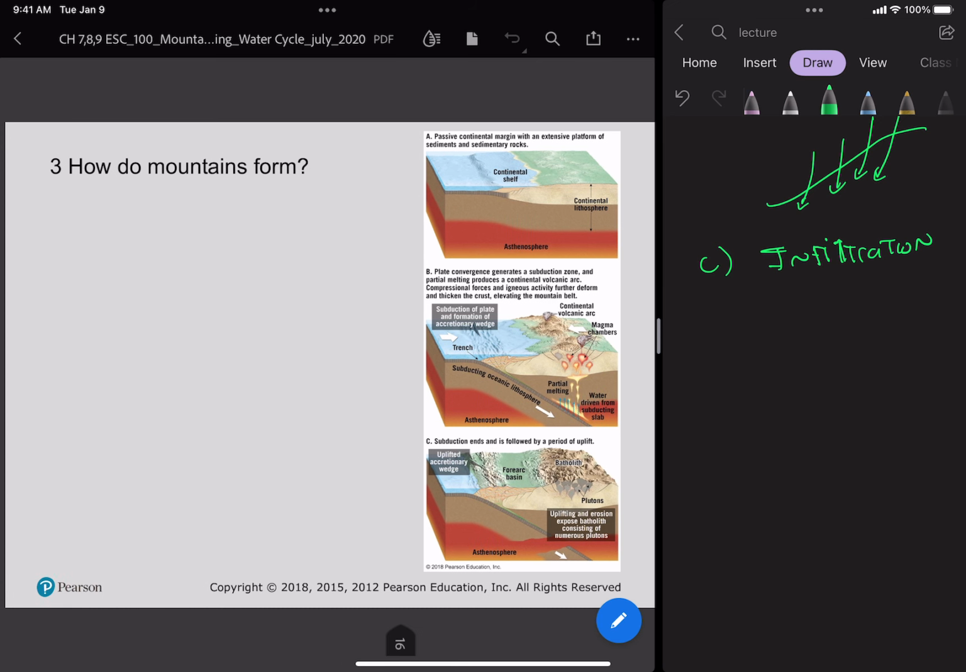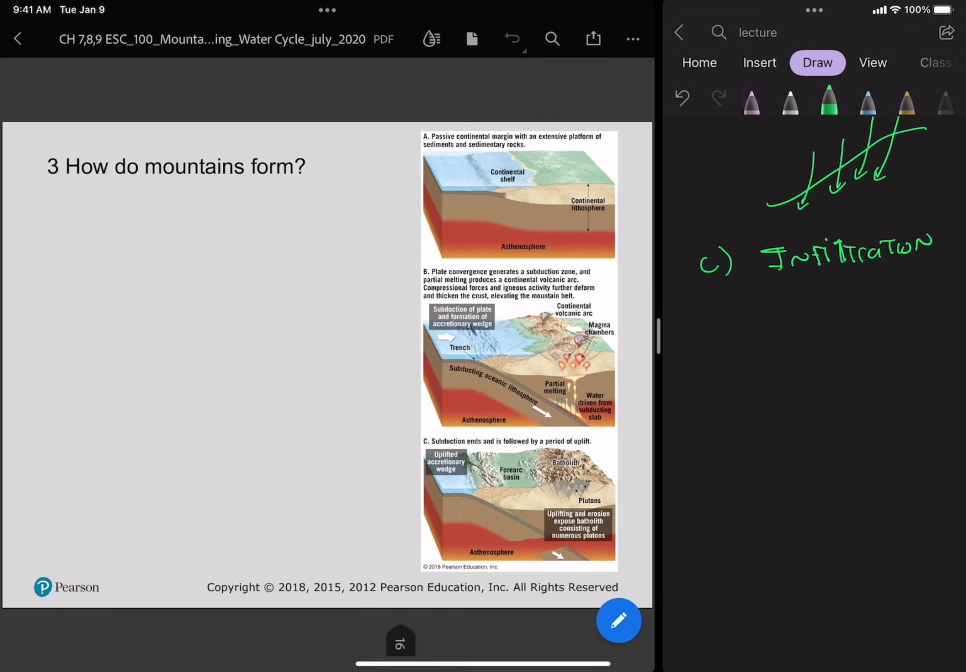Even though this is Chapter 8, this is related to what we saw in the chapter on plate tectonics. So this is a review of that. From this picture here, how do mountains form? I think it's Chapter 7, but this is a continuation of what we saw in Chapter 4 on plate tectonics. So how do mountains form?